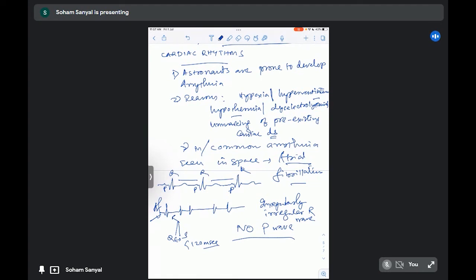What is the problem? Here you can see the ventricle is activating at different times. So the R intervals are irregular and there is no P wave. So basically the focus is somewhere below the SA node. SA nodal function is not over there. Ventricles are doing perfectly, but in an irregular way, and this is atrial fibrillation.